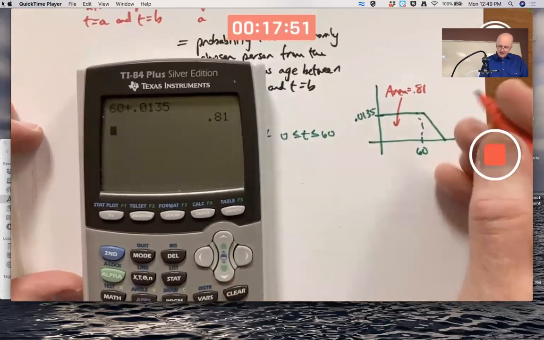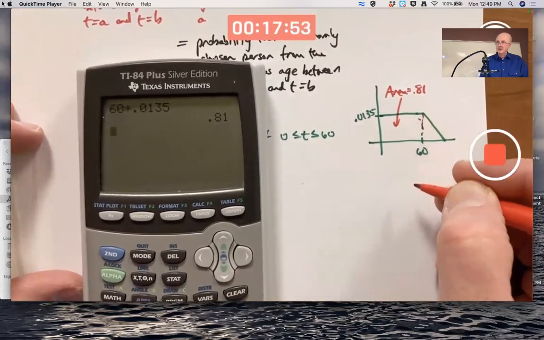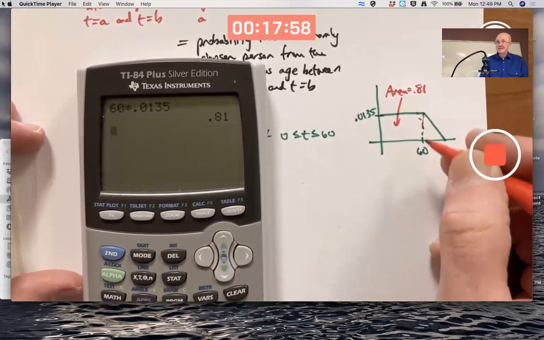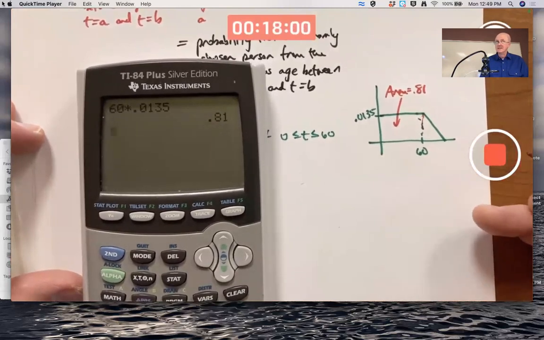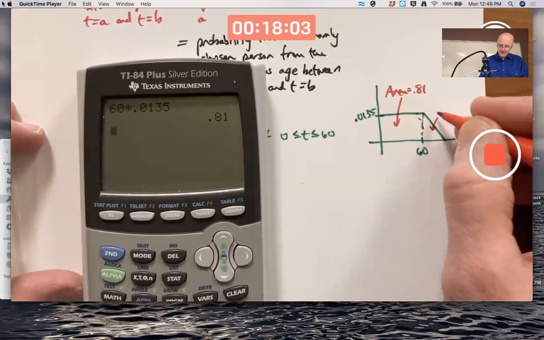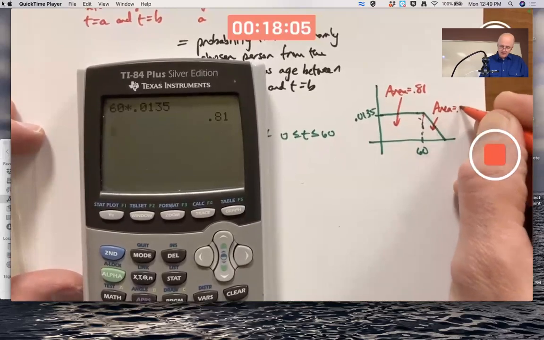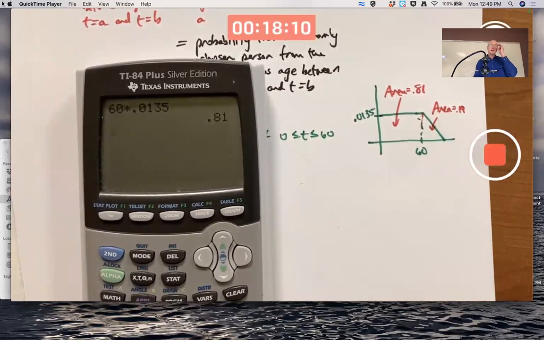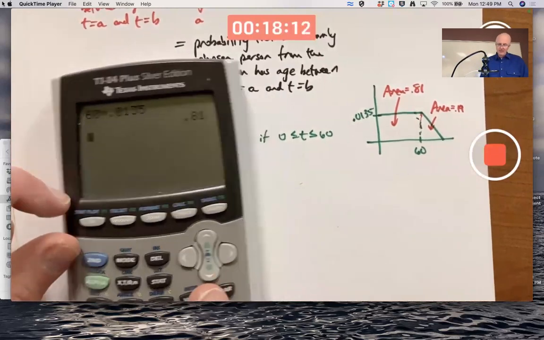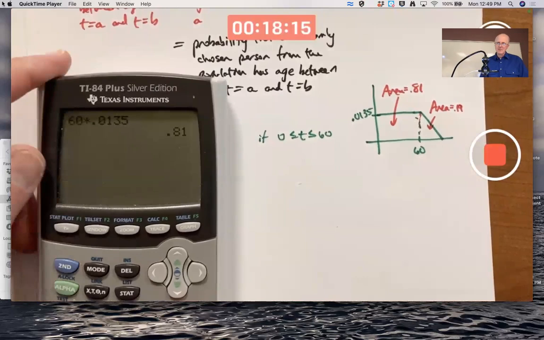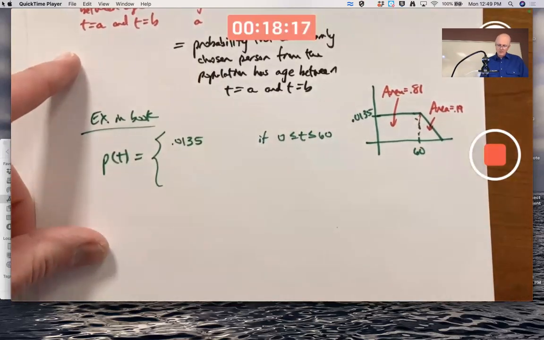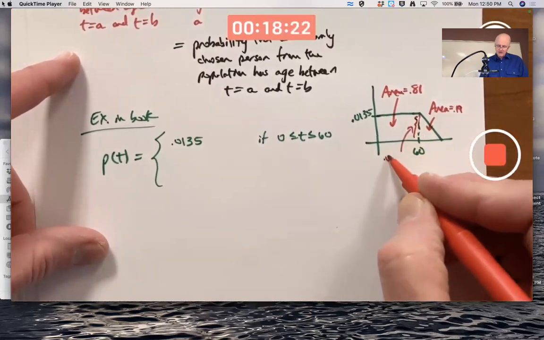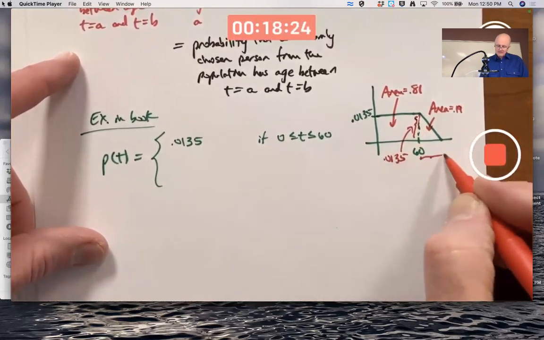Which means this area of the triangle over here must equal 1 minus 0.81, 0.19. The areas have to add to 1, 100%. That area must be 0.19. Those two things have to add to 1. That's a key thing to realize. So we know the area of this triangle. We also know its height. It's 0.0135. We don't know its base.